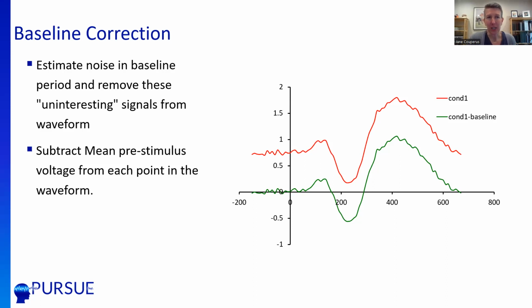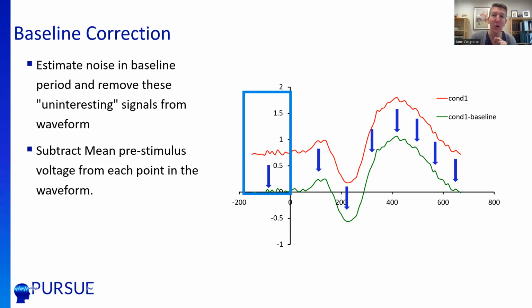What we are doing with baseline correction is we're eliminating the noise in the baseline period and removing these uninteresting signals from the waveform. So we're taking the mean of the pre-stimulus period, this period before the zero, and we're subtracting that mean from the waveform to basically adjust our waveform so that we're looking at our data as if it started at zero when the stimulus came on the screen or when you had that response. So it's adjusting each segment so that the baseline, assuming nothing was going on at baseline, we get rid of all that noise and we're starting at the same reference point.